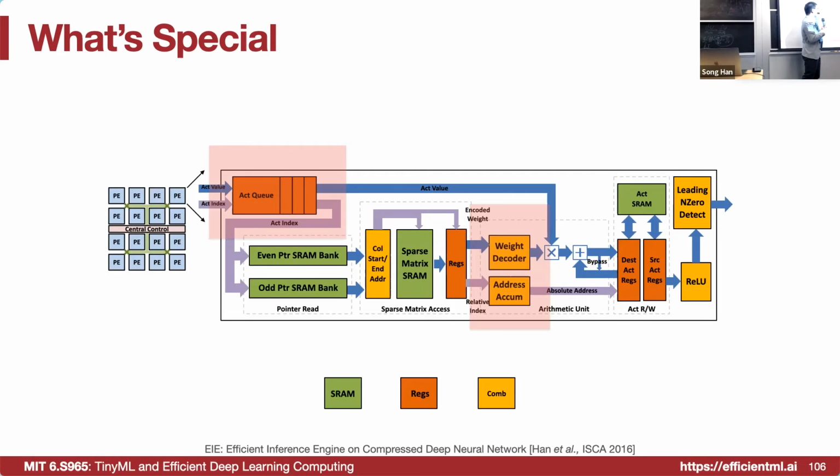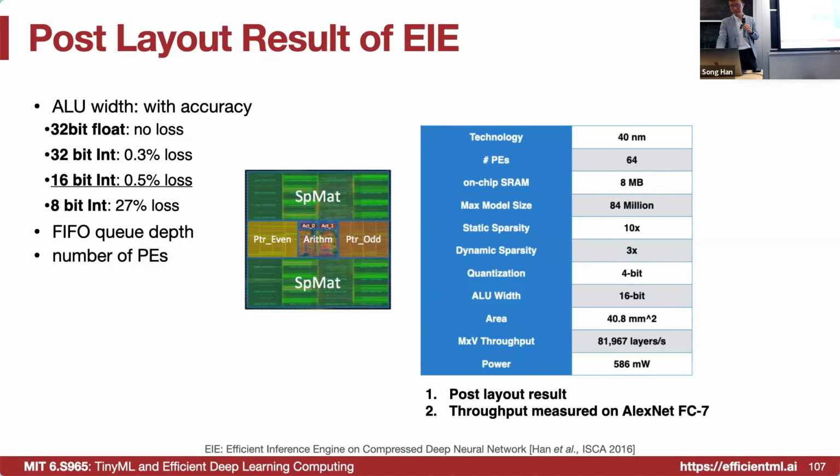So the special part is the activation queue. We want to do load balance, and we also have the weight decoder to turn a 4-bit quantized index into a 16-bit real weight value, and this address accumulator to turn a relative index into an absolute index. So this is the layout of the efficient inference engine.